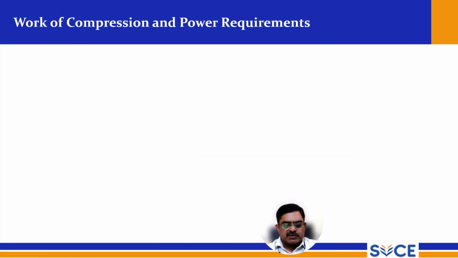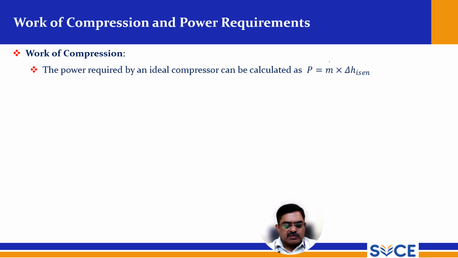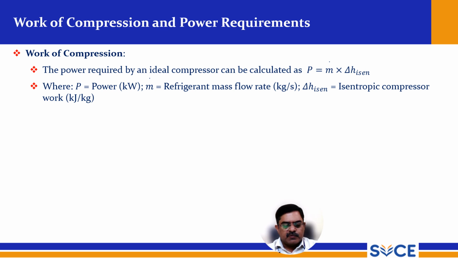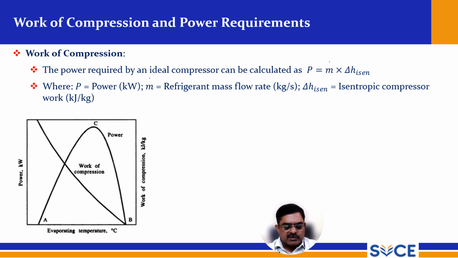Work of compression and power requirements. The power required by an ideal compressor can be calculated as P equal to M into delta H isentropic, where P is the power in kilowatts, M is the refrigerant mass flow rate in kg per second, and delta H isen is the isentropic compressor work in kilojoules per kg. So this is the graph.